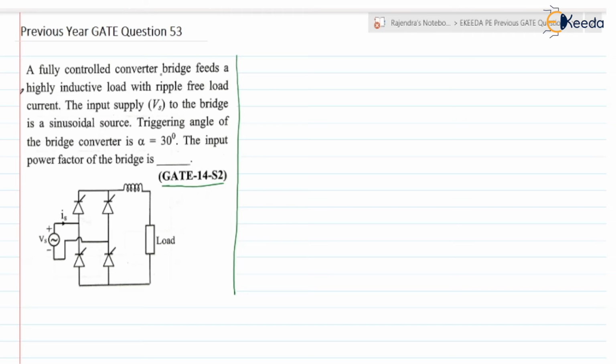A fully controlled converter bridge feeds a highly inductive load with a ripple free load current. It is given that I0 is equal to capital I0, which is equal to constant current. The input voltage Vs to the bridge is a sinusoidal source. Input voltage is sinusoidal. Triggering angle of the bridge is 30 degree, alpha equal to 30 degree. It is given. The input power factor.